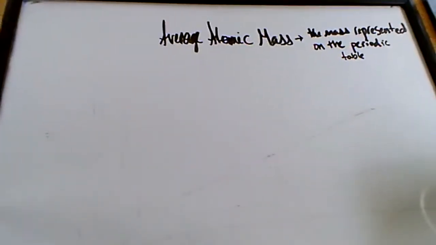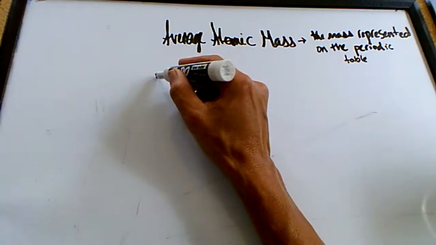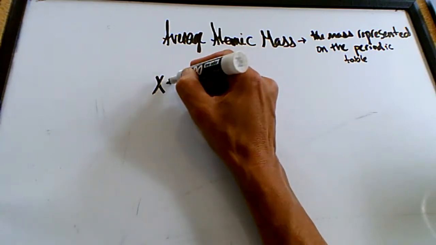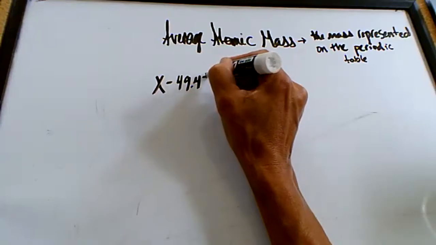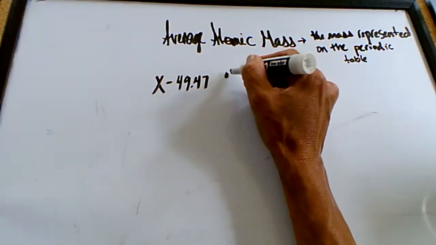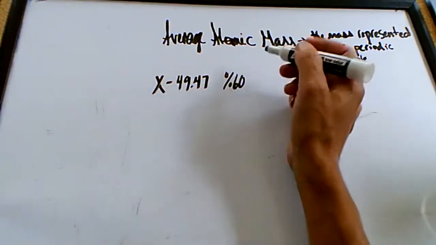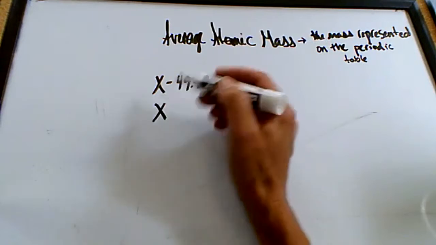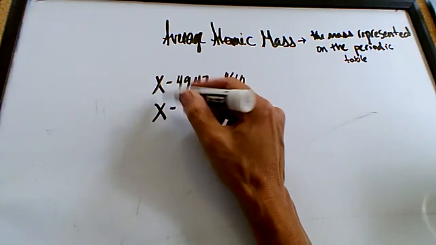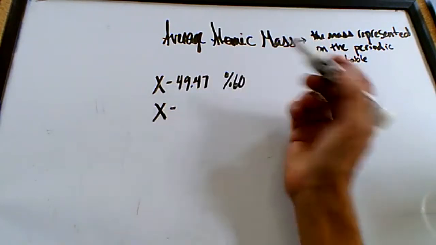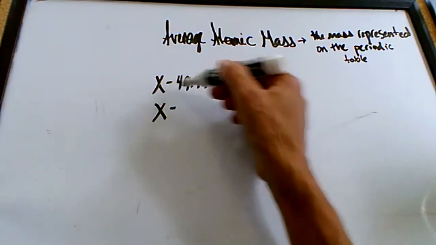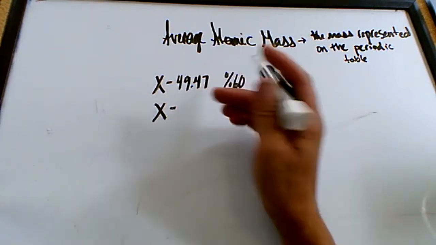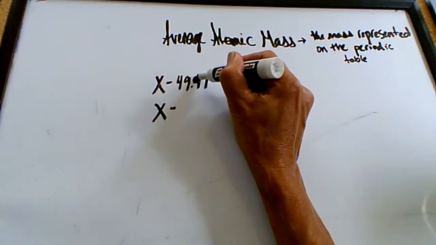Okay, so let's start first. For those of you that may not remember the basics, I'm going to make this up. Let's say that we have an element X that has a mass of 49.97, and it is 60% abundant. It's an isotope of element X. What is an isotope? Same number of protons, different number of neutrons. So we're going to see varying mass values here.